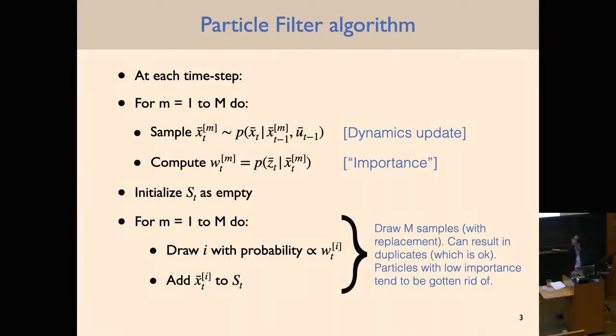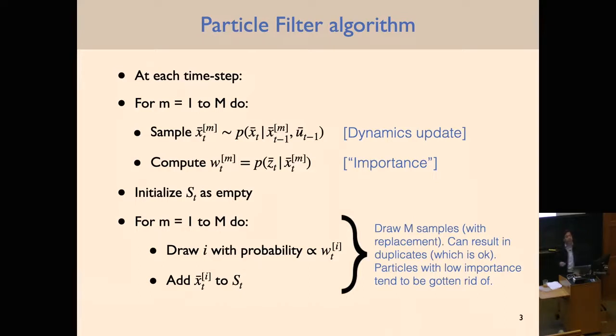Some more details on this: we're drawing capital M samples with replacement, so we're not throwing things away once we draw a particle. We're drawing capital M particles with replacement from the set of particles that we had after the dynamics update. The main intuition is that we're getting rid of particles, with high probability, if they have low importance. If they were not consistent with the sensor measurements, if wt was small, then there's a low probability that they're going to be sampled in the second block. All right, questions on this?